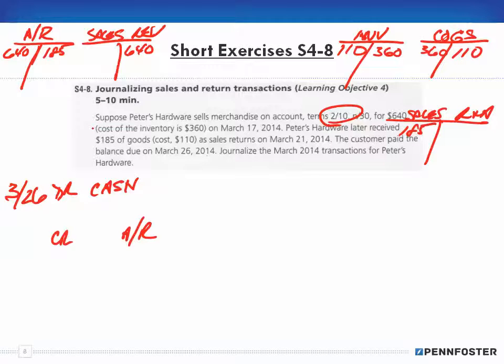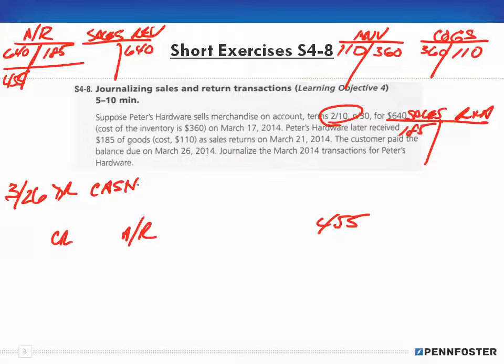For our accounts receivable, what's the difference that they owe? Well, 640 less 185 is $455, because that's the balance in the account. So we'll credit the accounts receivable for $455.